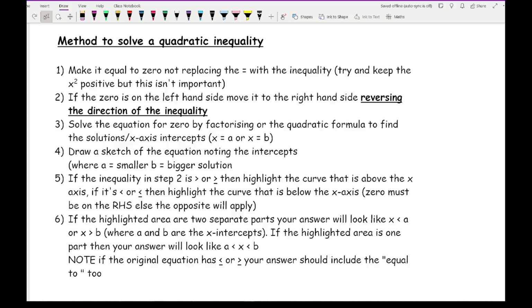Now, if any of these steps do not make any sense, do not worry. When we start working through examples, hopefully these steps will make sense. And sometimes it's really difficult in maths to describe in words what you're doing without actually doing it.